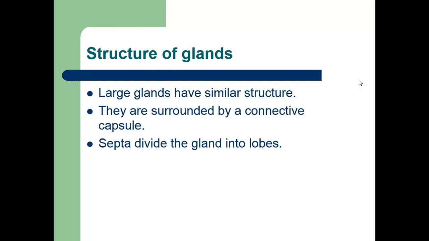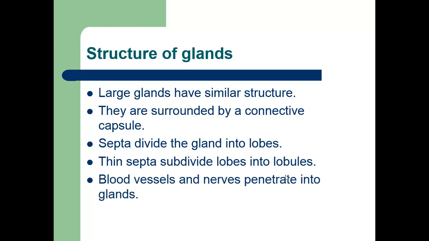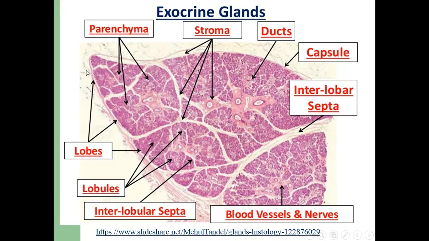These glands are divided into lobes by septa. Septum is one, septa for many, and these lobes will be divided into smaller lobules by smaller septa. And these glands are supplied by blood vessels, nerves. They have ducts which will leave the gland. All what we have said is here.